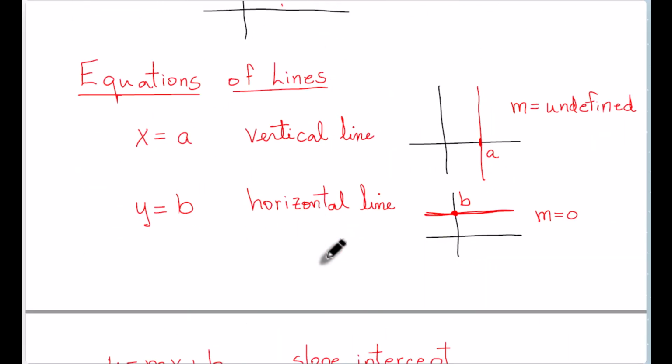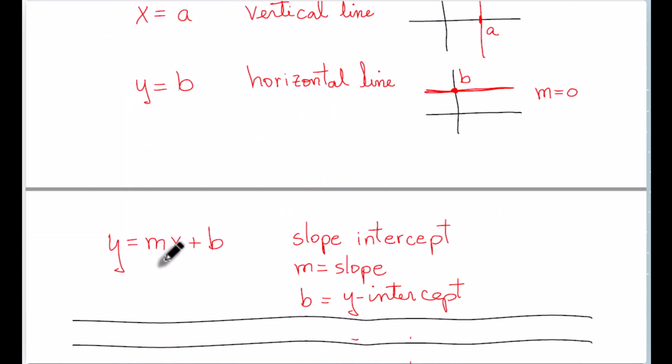So, different forms of lines. X equals a number. That's a vertical line. M is undefined. So if you see x equals a number, that's a vertical line. Y equals a number. That's a horizontal flat line with a 0 slope. Where they are crossing is at whatever that number happens to be.